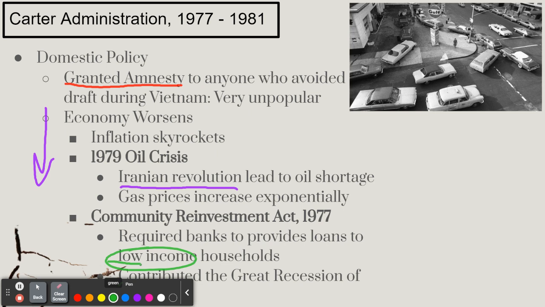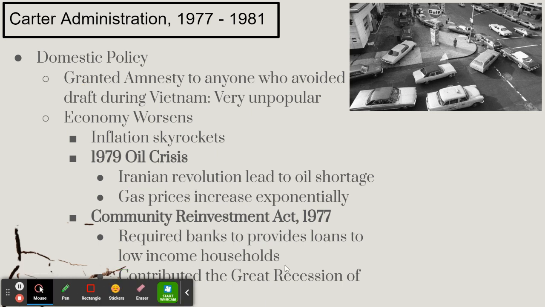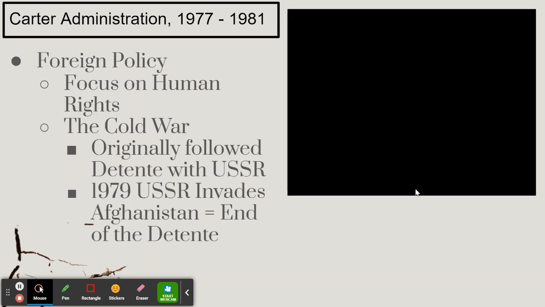And then what we're going to see, it contributes to what we call the Great Recession in 2008. All these people had loans. They shouldn't have gotten these loans. When the economy gets bad in 2008, they all lose their homes. And eventually, the economy collapses even worse. So while he had like good intentions on a lot of this stuff, it didn't work in actual practice.